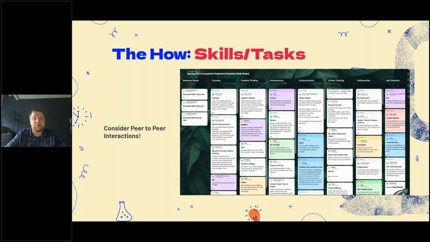And so students, when they see other students being curious or using creative thinking, they can go onto this Padlet. They can post about who they see doing whichever skill they want to choose. And then I can look at this later, and I can say, oh yeah, they recognize this person as doing creative thinking.